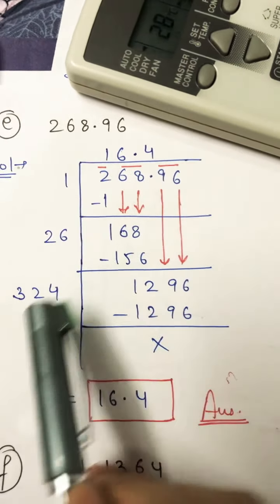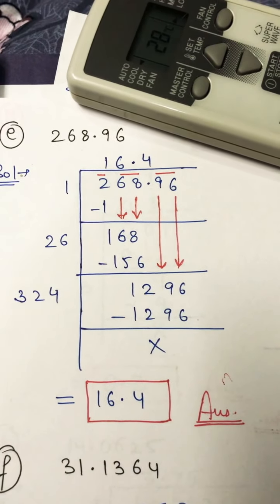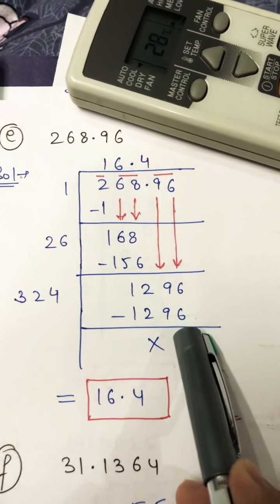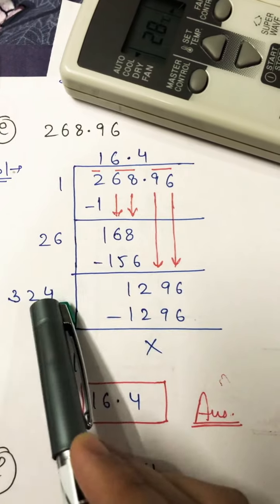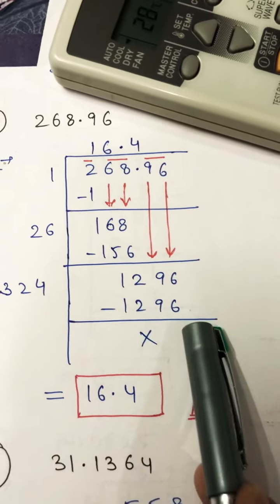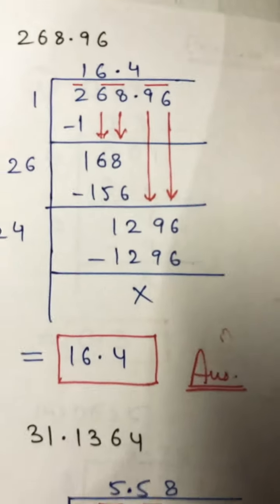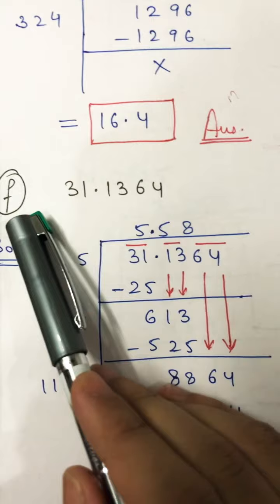26 plus 4 is 32. 32 you have to multiply with which number, so that this last number will be completely cancelled? You have to see that. So you will multiply with 4. 324 multiplied with 4, the answer will be 1296. Now your answer is 16.4. Got it?